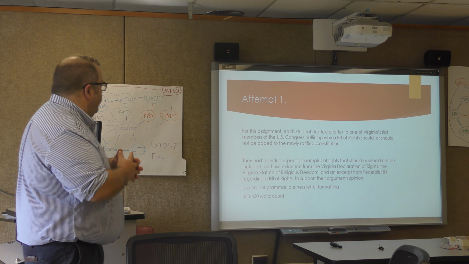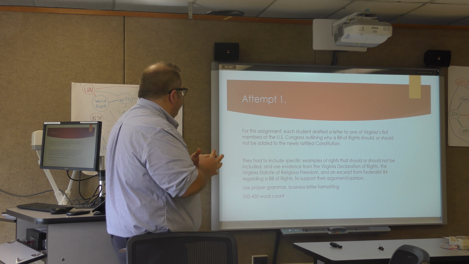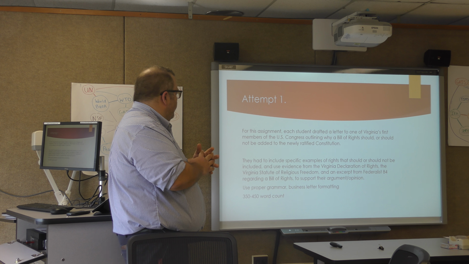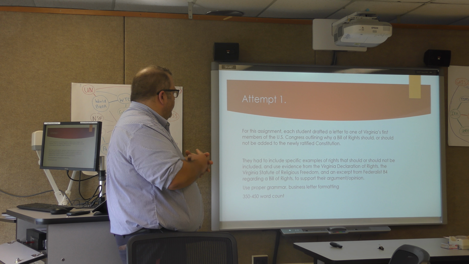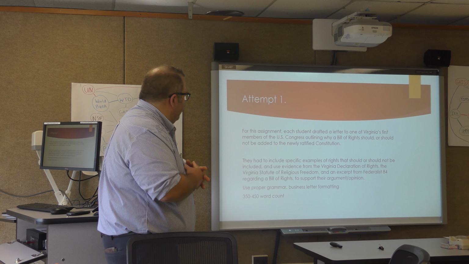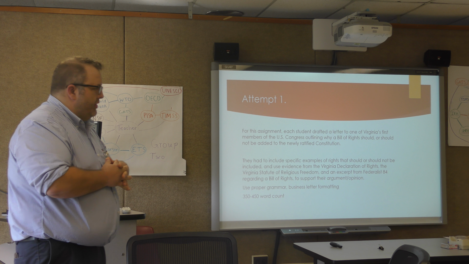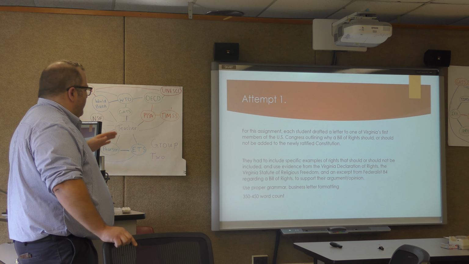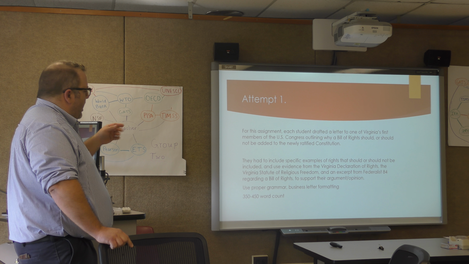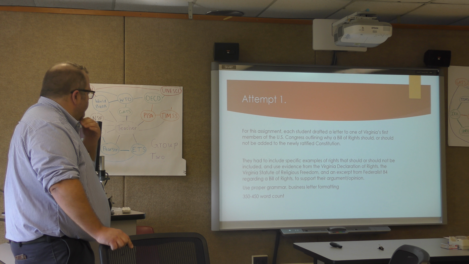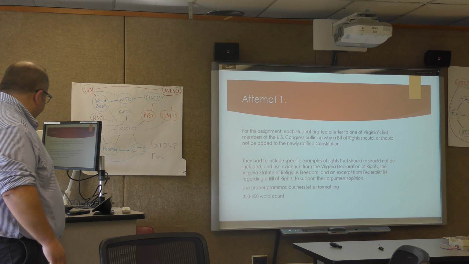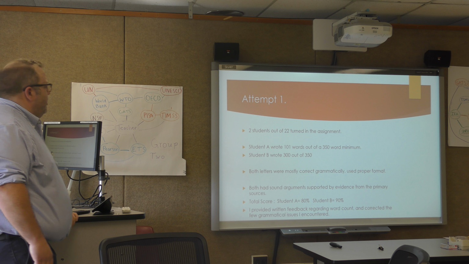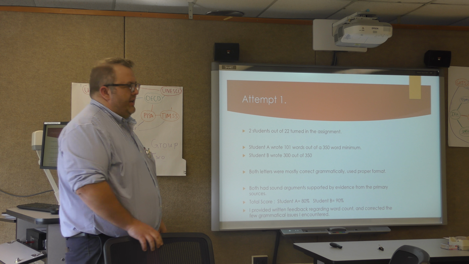For the first assignment, each student was to draft a letter to one of Virginia's first members of Congress and give their opinion on why a Bill of Rights should or should not be added to the Constitution. For their primary sources, they had some of the documents that are listed in the SOLs. They had to use proper grammar and stick to the word count. Two out of 22 turned this assignment in.